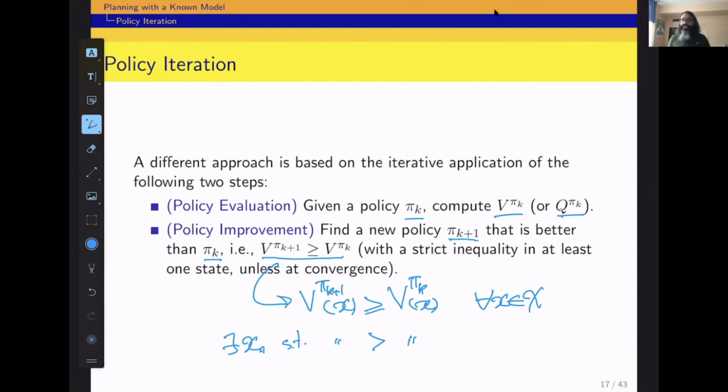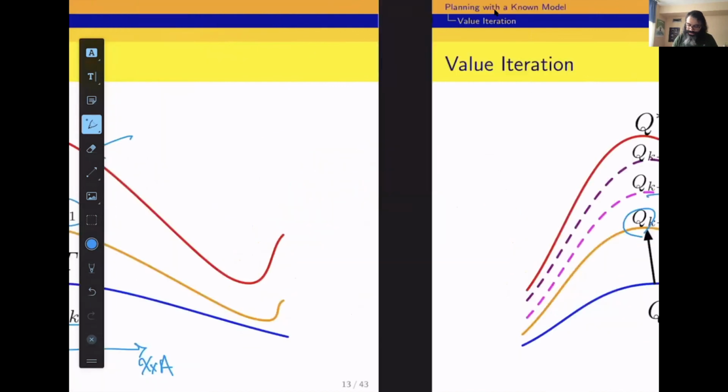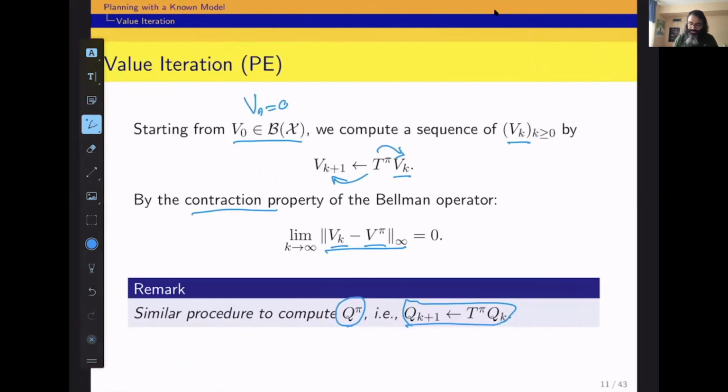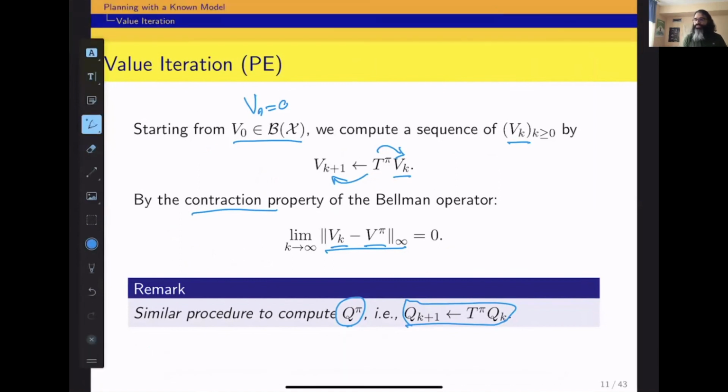Okay, so yeah, that's one answer: value iteration. Yes, we can do value iteration for policy evaluation. Exactly this one, right? We can do value iteration, but here I just choose T of pi k and apply it to Vk for many steps. What other approach do we have?